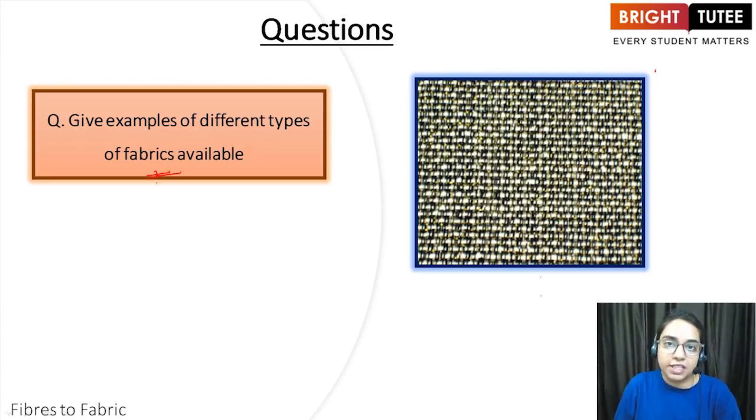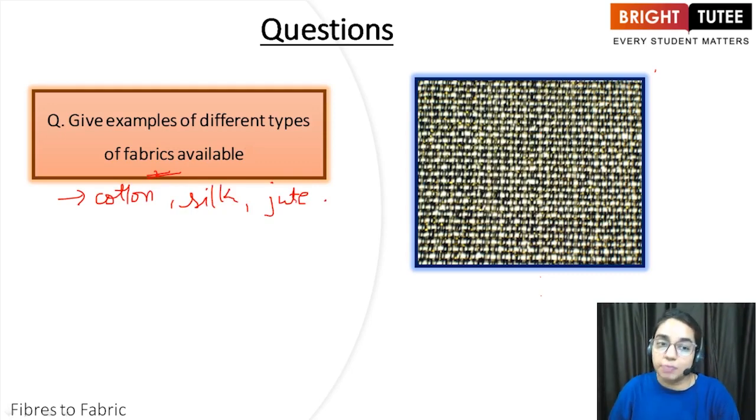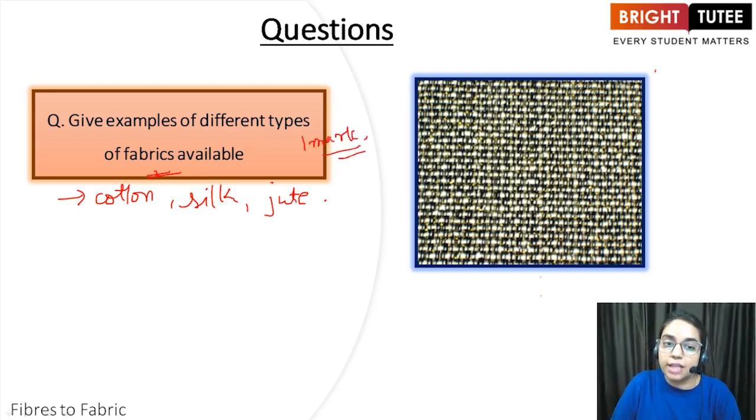So children, you might have seen different types of fabrics which are available around you, and you can name some of them. For example, you can write cotton, you can write silk, you can write jute, and you can write any example that you like. Okay, it's completely your choice. Just make sure you write enough examples as per the number of marks for which this question is asked. Suppose this is asked as a 1 marker question, then you will have to write at least 2 examples. Okay, so make sure. Let's move to the next question.